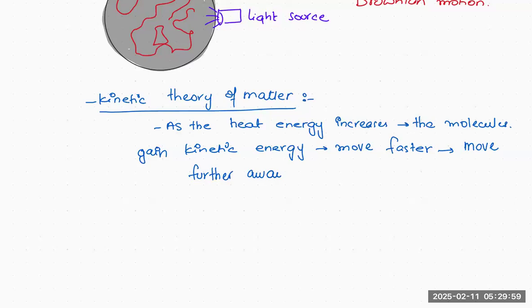Now, when we talk about our kinetic theory of matter, we can use this concept to explain anything. We can use it to explain the change of state. We can use it to explain why the temperature rises. We can also use it to explain a really important concept, and that is the concept of evaporation. Okay, so what exactly is evaporation?